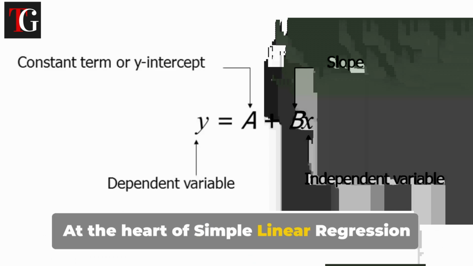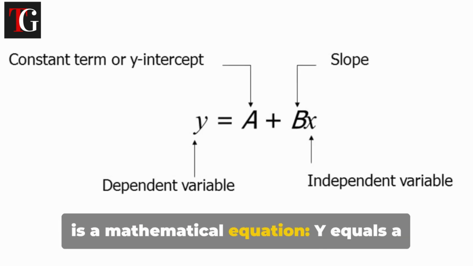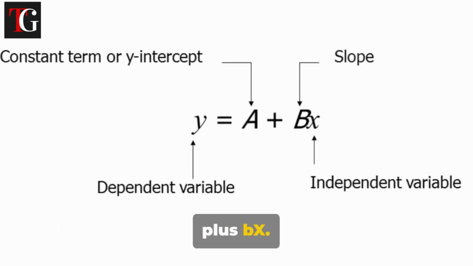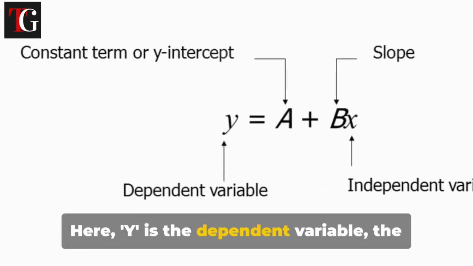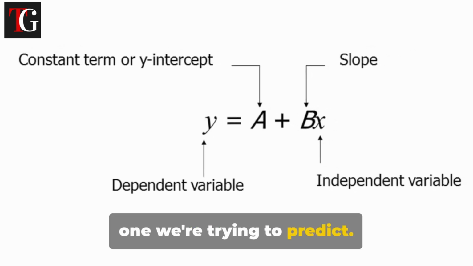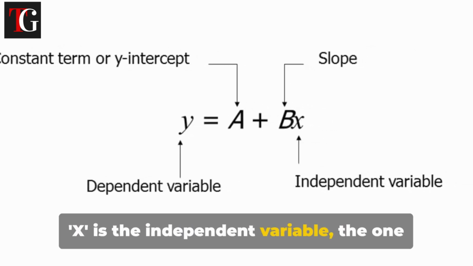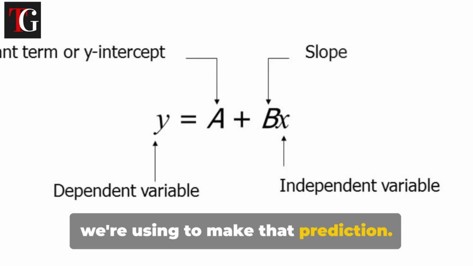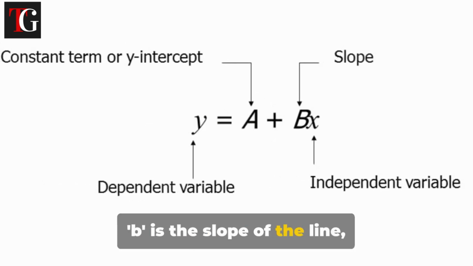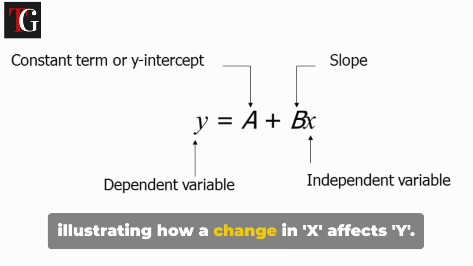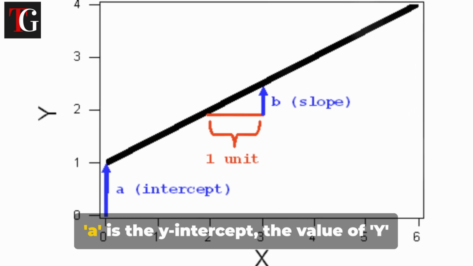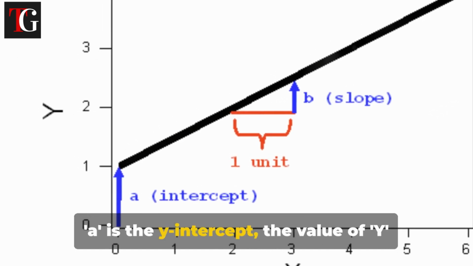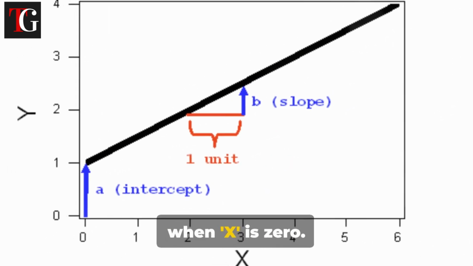At the heart of simple linear regression is a mathematical equation: Y equals a plus bx. Here, y is the dependent variable, the one we're trying to predict. X is the independent variable, the one we're using to make that prediction. B is the slope of the line, illustrating how a change in x affects y. A is the y-intercept, the value of y when x is 0.